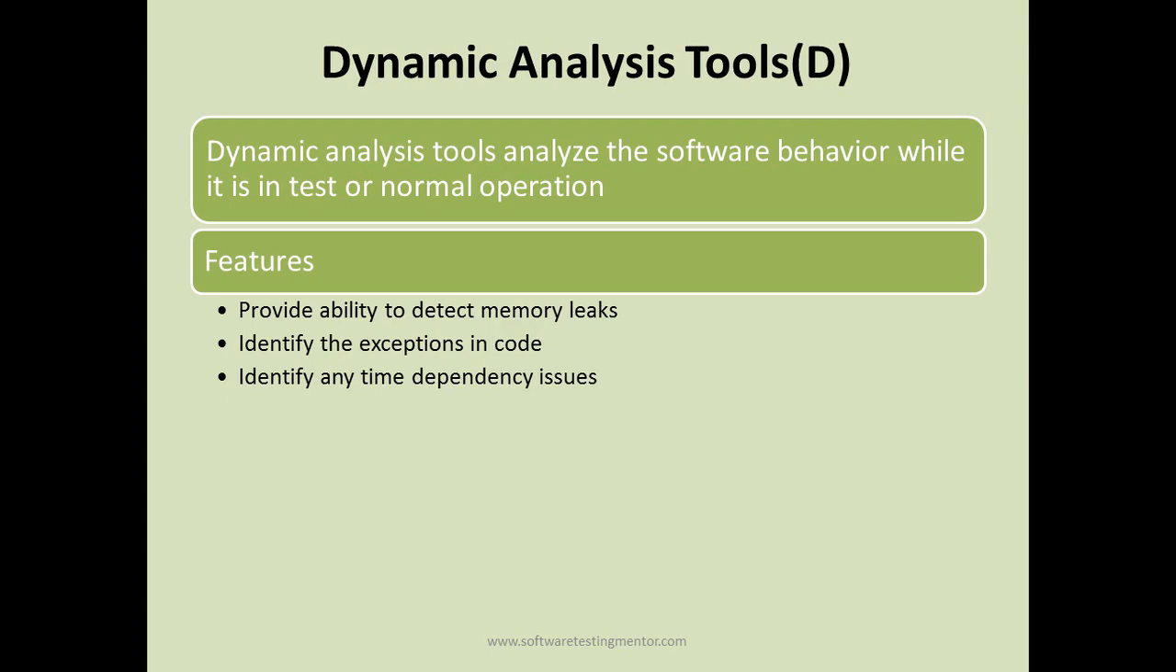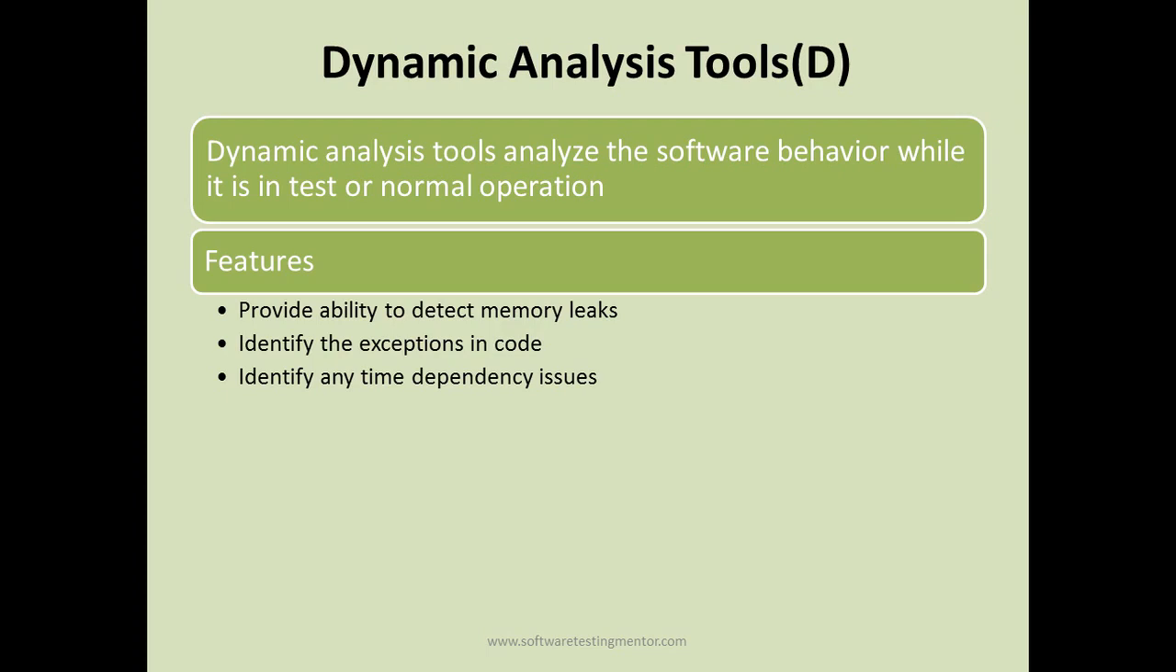Then what are the features of dynamic analysis tools? It provides the ability to detect memory leaks. Then it identifies the exceptions in code. So the main feature of a dynamic analysis tool is that it can detect any memory leak in the software, while the software is in execution. A memory leak is when, while the software is in execution, it fills up all the memory and there is no memory left, and finally the software either crashes or stops. These kinds of issues are detected by dynamic analysis tools.